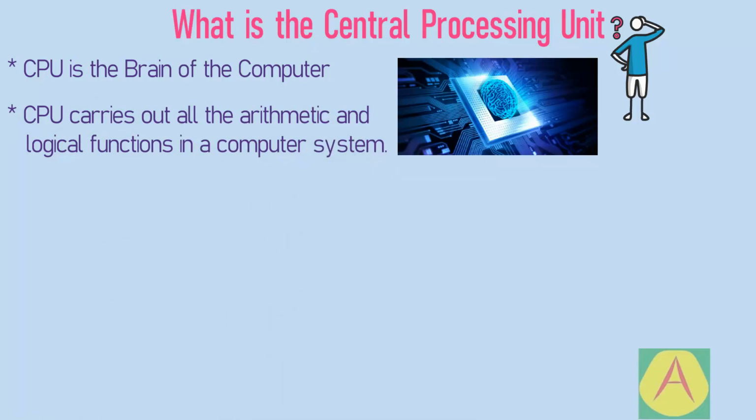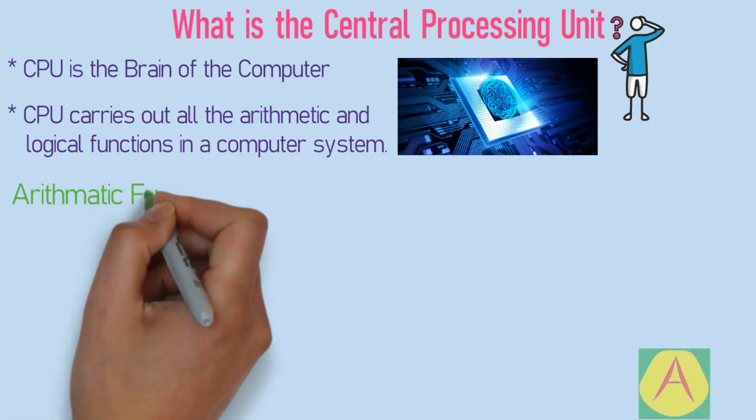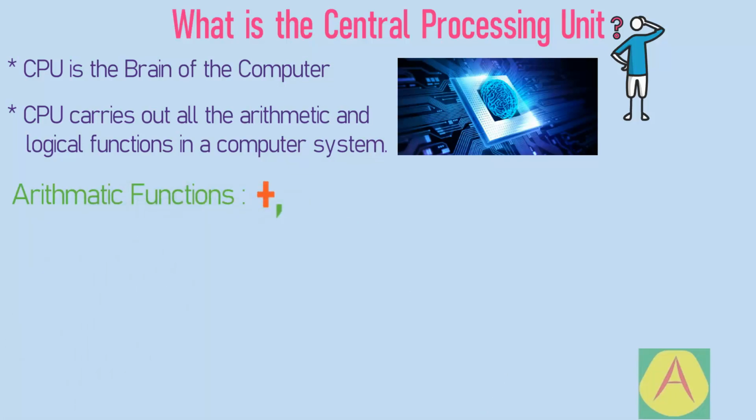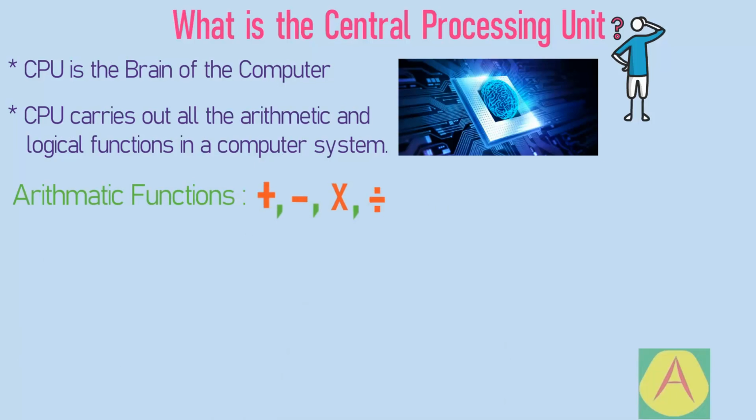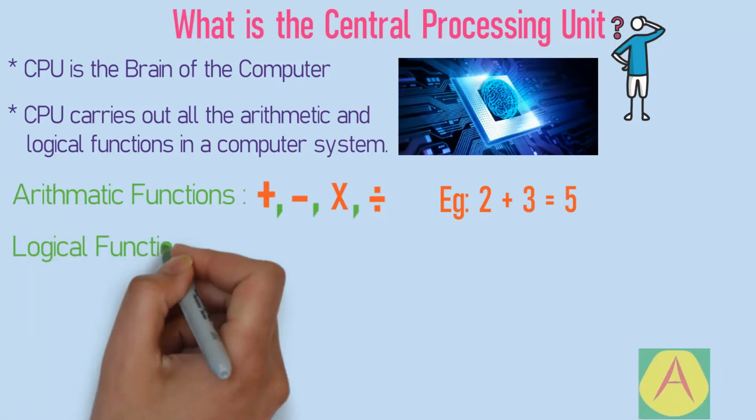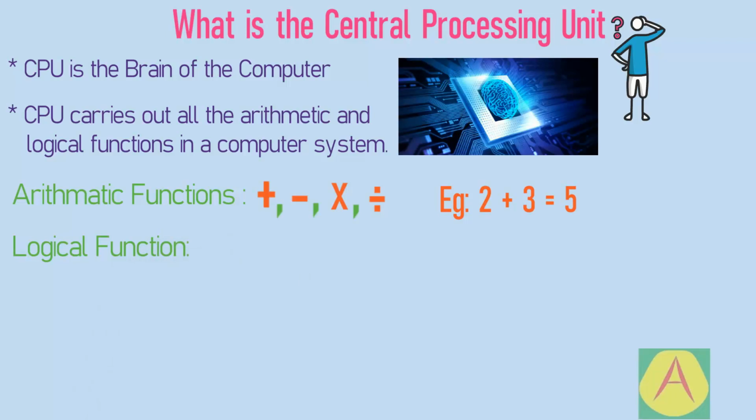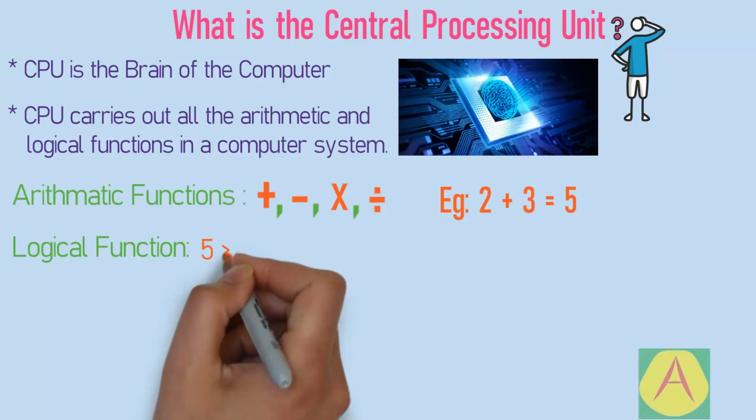Arithmetic means mathematical calculations. Basic arithmetic functions are addition, subtraction, multiplication, and division. CPU can perform very basic mathematical calculations like adding 2 and 3 as well as very complex calculations. CPU is also responsible for logical operations. Example of a logical operation is comparing two numbers.